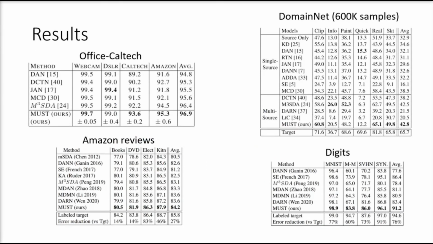We evaluate our approach on 4 multi-source domain adaptation benchmarks: Digits, Amazon Reviews, Office Caltech, and DomainNet. We find that our approach consistently outperforms the current multi-source domain adaptation state-of-the-art, sometimes by a large margin.